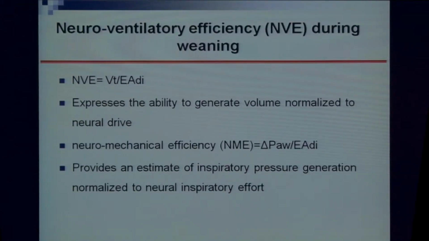So how do we evaluate the balance of the respiratory load and the capacity of the respiratory muscles during weaning at the bedside? Maybe neuroventilatory efficiency and neuromechanical efficiency should be good candidates. As presented before, the neuroventilatory efficiency is the ratio of tidal volume over the EDI, and it expresses the ability to generate volume normalized to the neural drive. For the neuromechanical efficiency, it's measured during inspiratory occlusion, and it's the rate of change of airway pressure over the EDI. NME provides an estimate of respiratory pressure generation normalized to the neuroinspiratory effort.